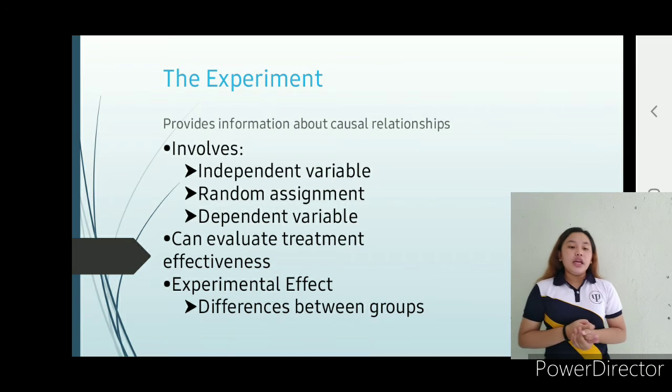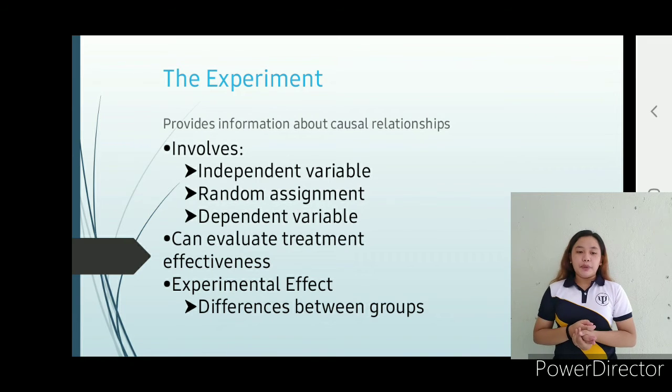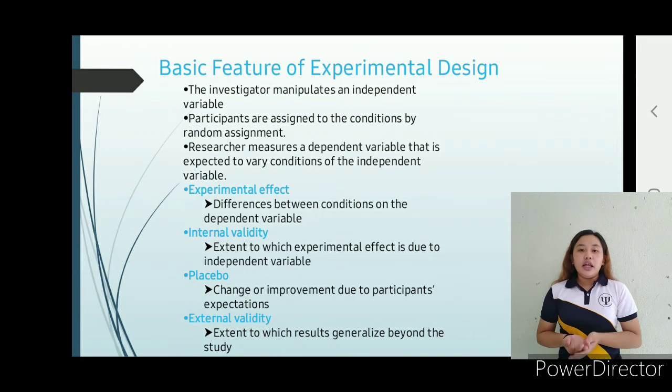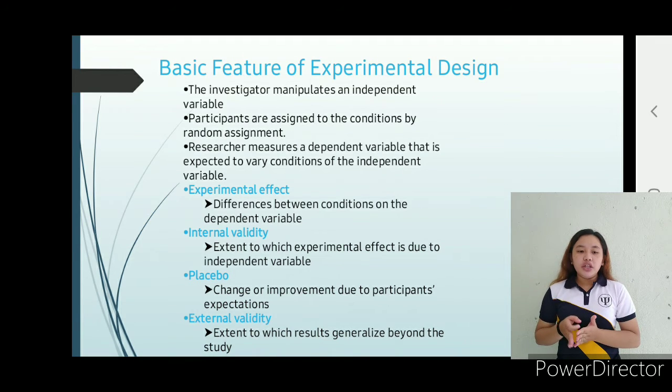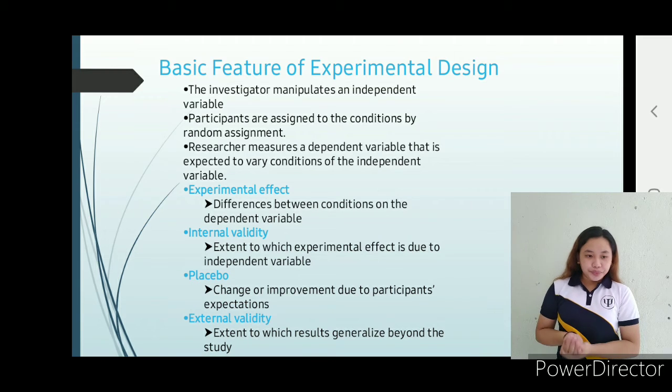Next is the basic feature of experimental design. The investigator manipulates an independent variable. The participants are assigned to the conditions by random assignment. The researcher measures a dependent variable that is expected to vary across conditions of the independent variable.